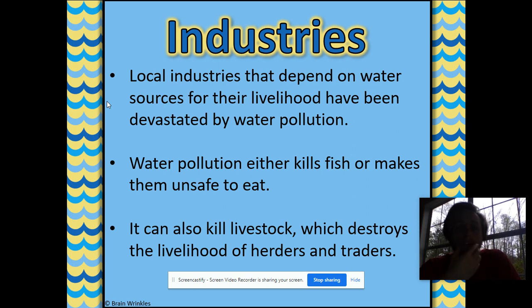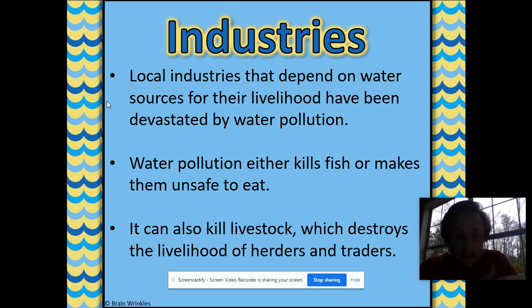Local industries that depend on water sources have been devastated by water pollution. This is the last bullet point you need to write in effects, and it is the middle one. So, water pollution either kills fish or makes them unsafe to eat. And it also kills livestock as well. So, a lot of these animals that they eat become unable to be eaten because of the pollution and things like that.